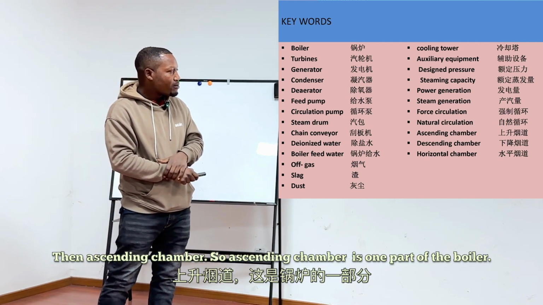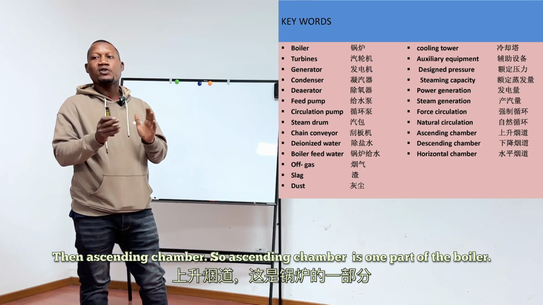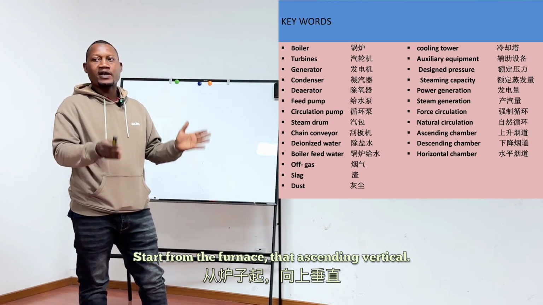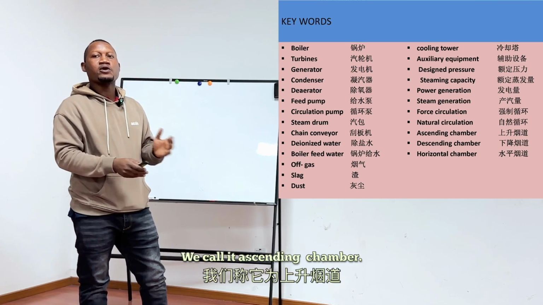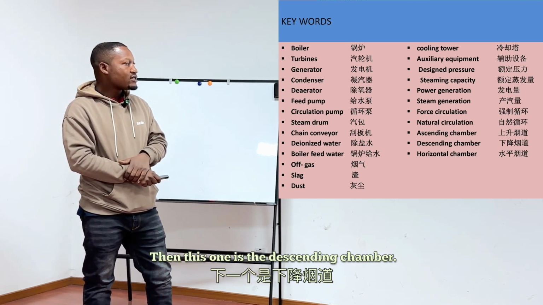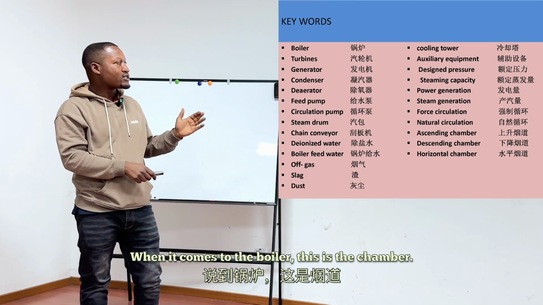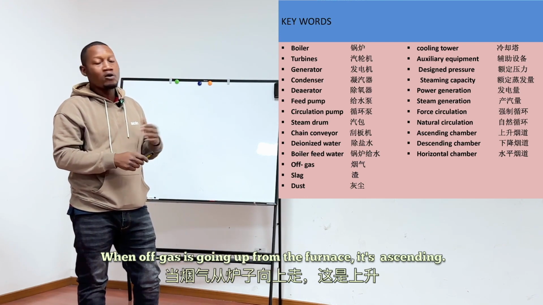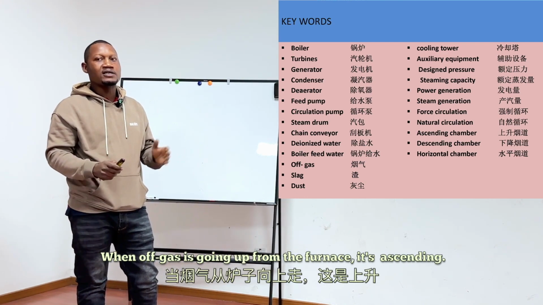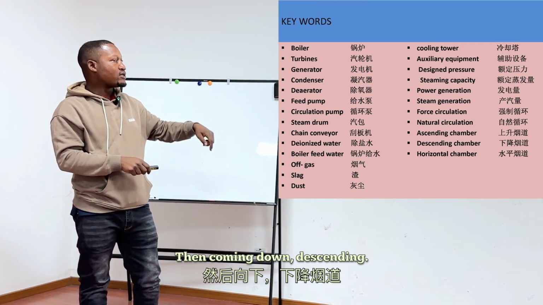Then ascending chamber. The ascending chamber is one part of the boiler. Starting from the furnace, that ascending vertical part we call the ascending chamber. Then this one is the descending chamber. Ascending is going up, descending is coming down. When off gas is going up from the furnace, it's ascending, then coming down, descending.